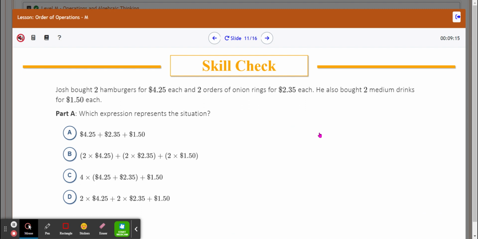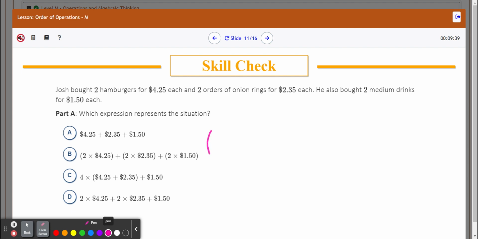In our last example, this word problem, it says Josh bought 2 hamburgers for $4.25 each and 2 orders of onion rings for $2.35 each. He also bought 2 medium drinks for $1.50 each. So how much total did he spend? Well, we're going to have to separate these, because we can't just start multiplying and adding them all together.